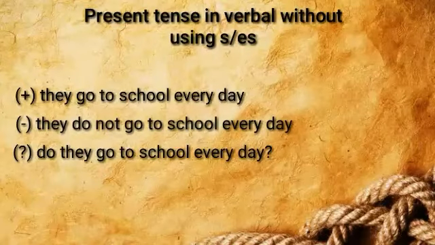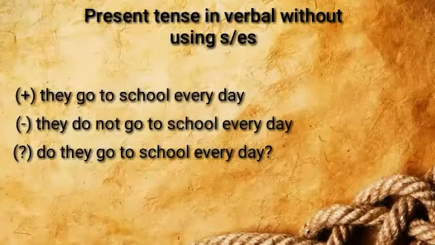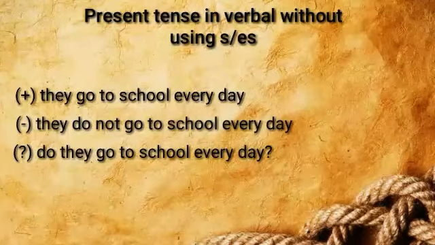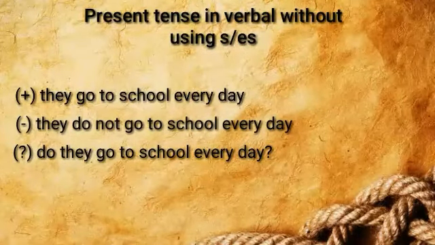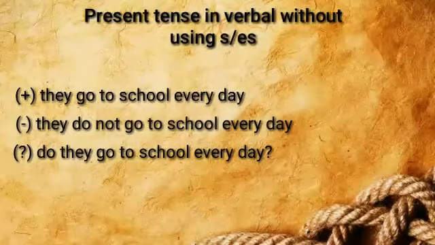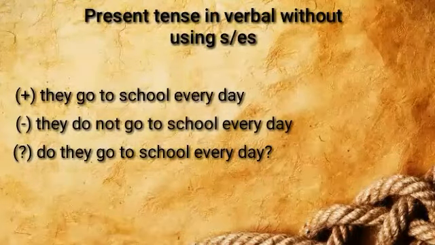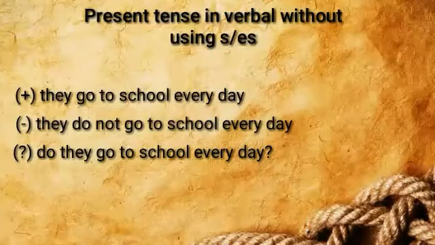For negative formula, they do not go to school every day. They as plural subject, so use do, not does, and then followed by verb 1, go, object, and complement. And for interrogative formula, do they go to school every day? Because the subject is plural, the interrogative sentence begins with do, and then followed by subject, they, and verb 1, go, without the additions of s or es, and then the object and complement.